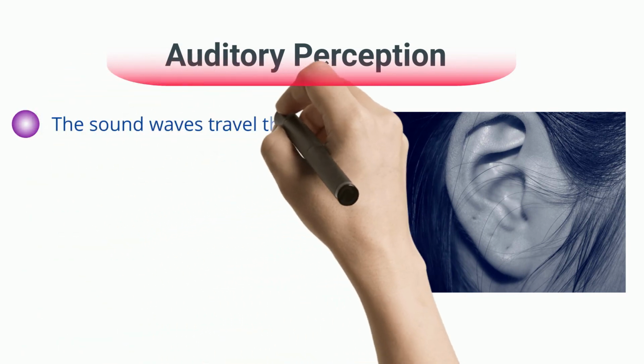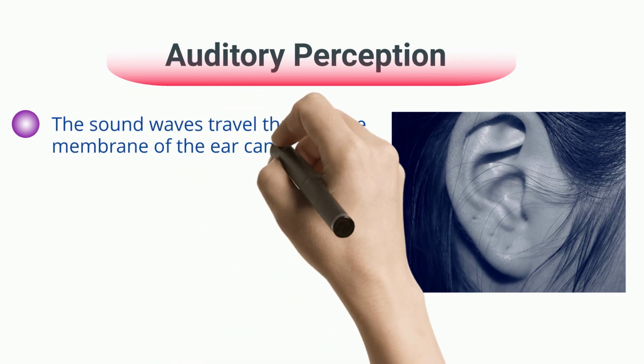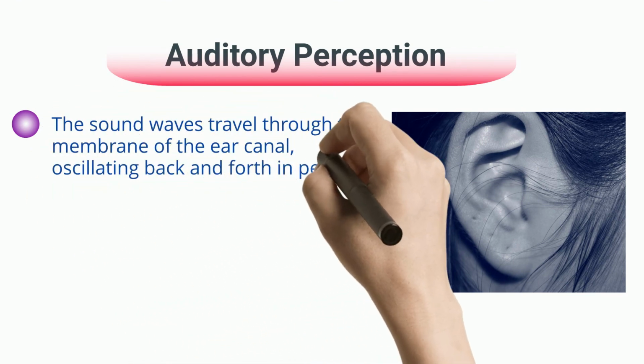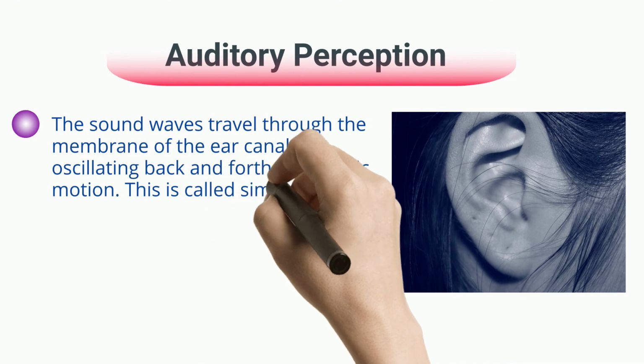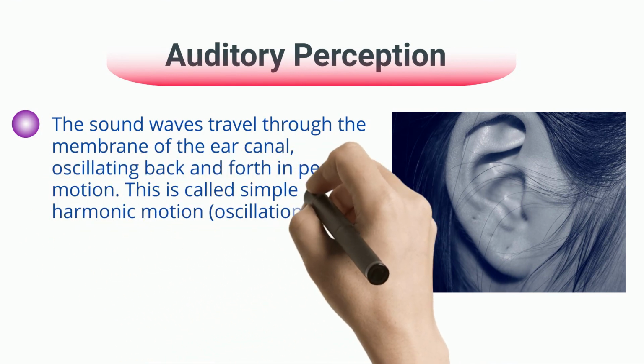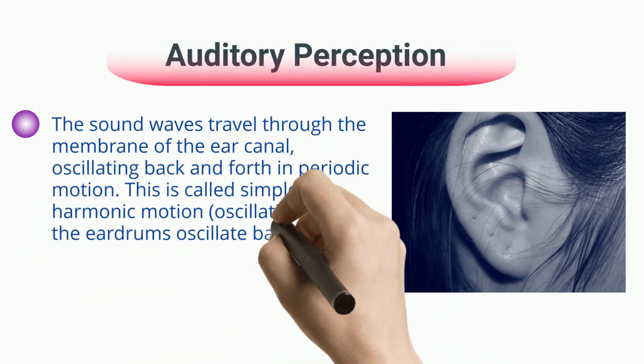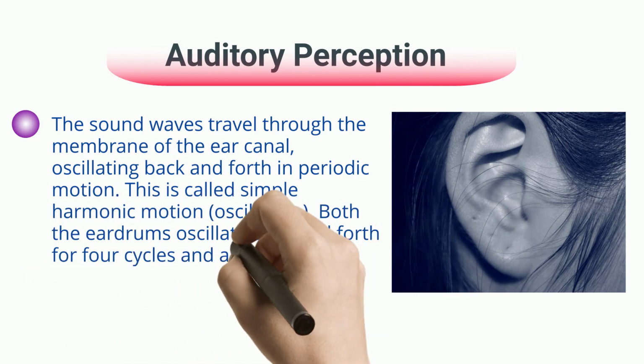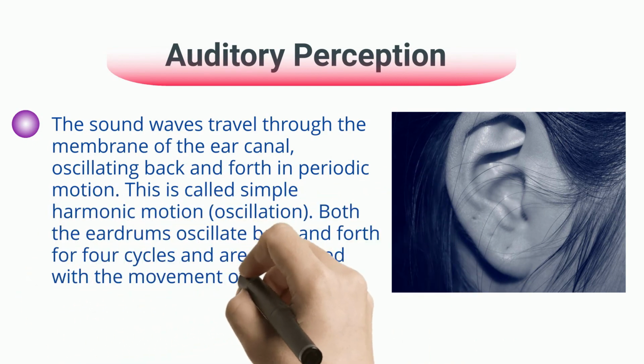The sound waves travel through the membrane of the ear canal, oscillating back and forth in periodic motion. This is called simple harmonic motion, oscillation. Both the eardrums oscillate back and forth for 4 cycles, and are associated with the movement of the eyes.